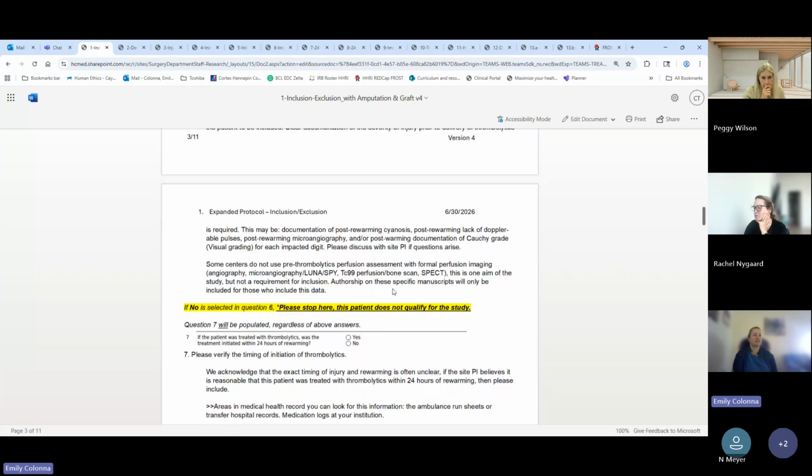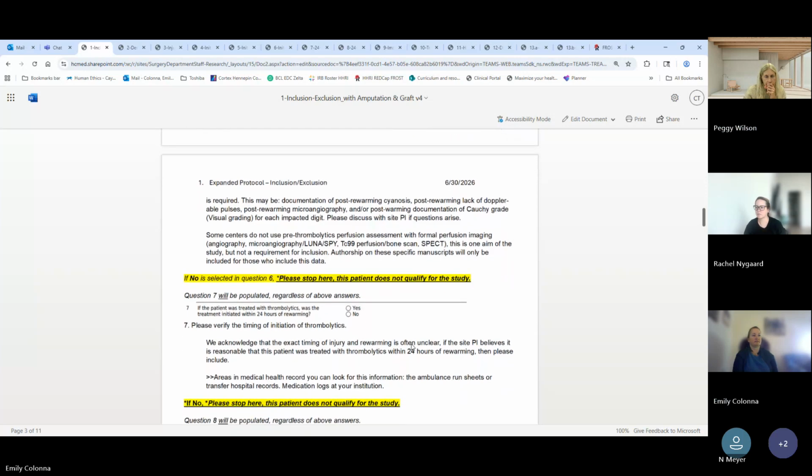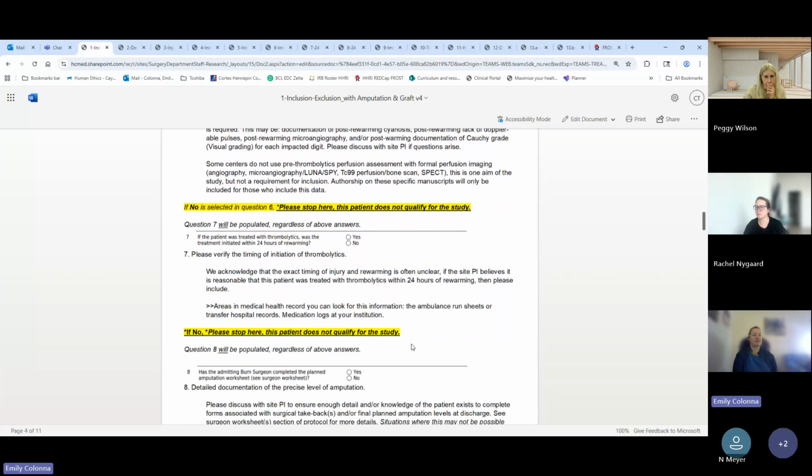And then some centers do not use pre-thrombolytic perfusion assessment formal imaging. And that's okay. This is one aim of the study, but not a requirement. Question 7 will come up for everyone. Verify the timing of initiation of thrombolytics. If your PI believes that the patient was treated with thrombolytics within 24 hours of rewarming, please include them.